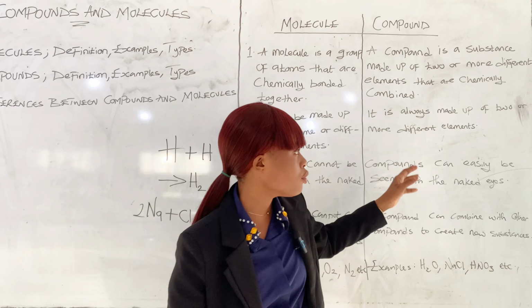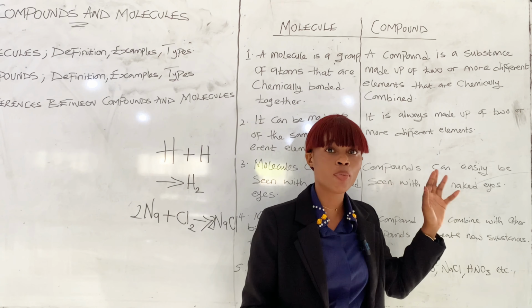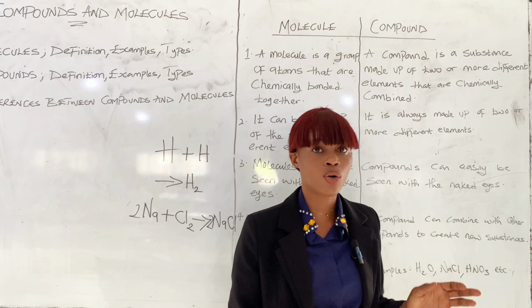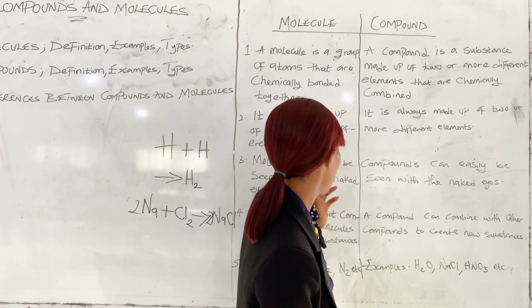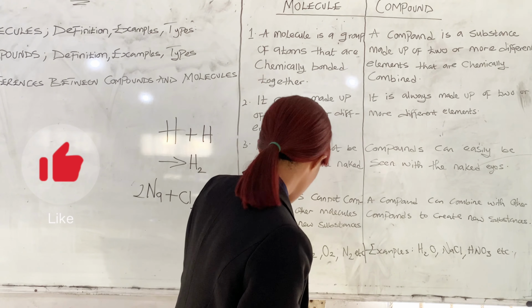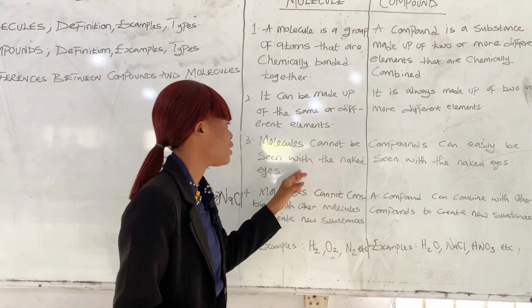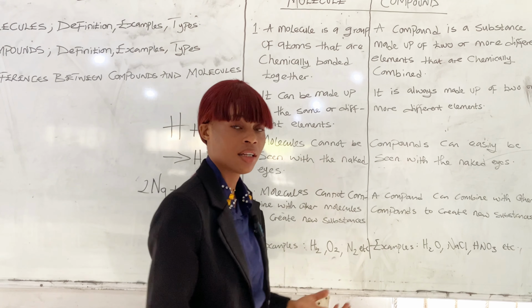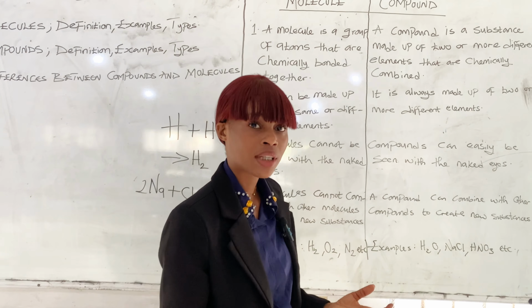So for your compound, it must be made up of two or more elements to qualify as a compound. While for a molecule, it can be the same elements, and with the exception of some molecules, can also be different elements. So that is the second difference. For the third difference, we said that molecules cannot be seen with the naked eye. So molecules cannot be seen with the naked eye.